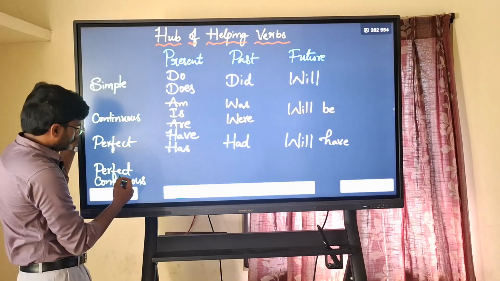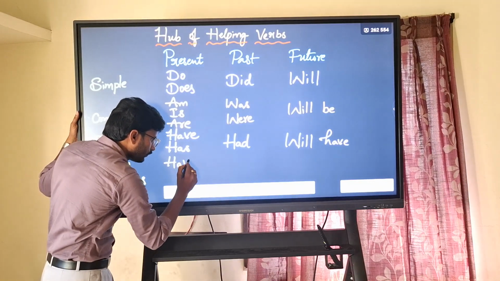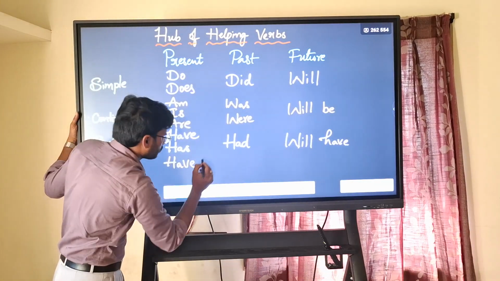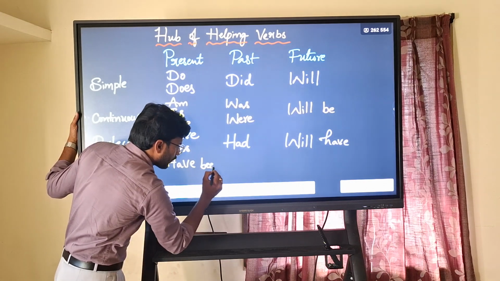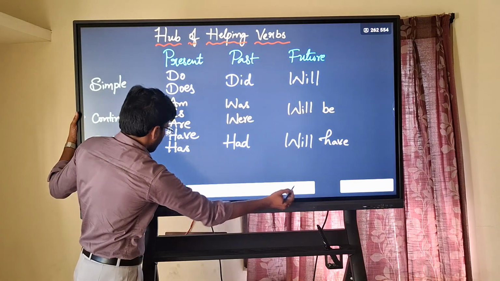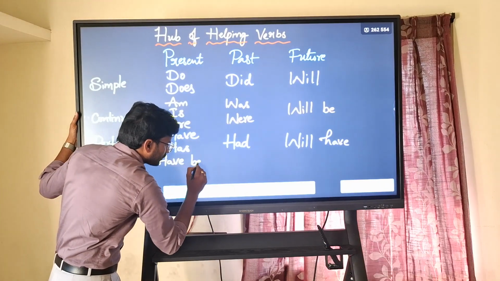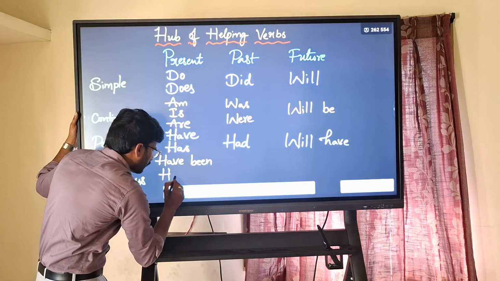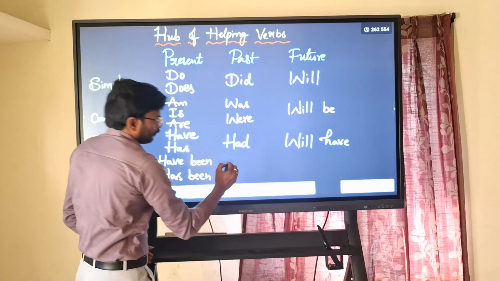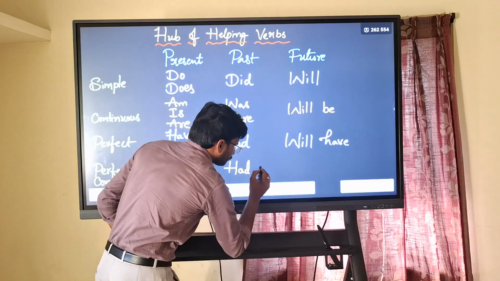Nice. So now see perfect continuous tense. I told you perfect means have, continuous means been. I mean all be forms, right? Here we use been. So perfect means have, continuous means been. As we have have and has, let us take has been too. And past perfect had been, perfect continuous tense been.